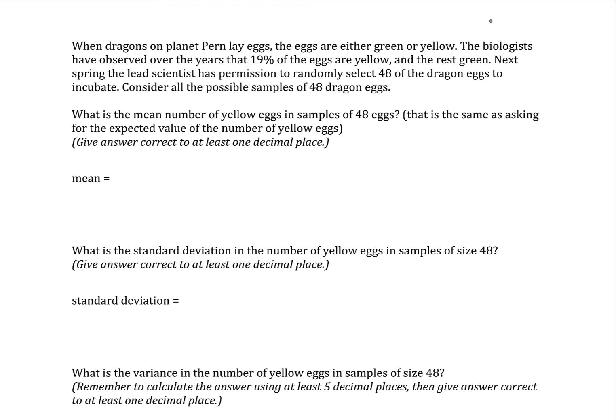When dragons on planet Pern lay eggs, the eggs are either yellow or green. The biologists have observed over the years that 19% of the eggs are yellow, and the rest are green. Next spring, the lead scientist has permission to randomly select 48 of the dragon eggs to incubate. Consider all the possible samples of 48 dragon eggs.